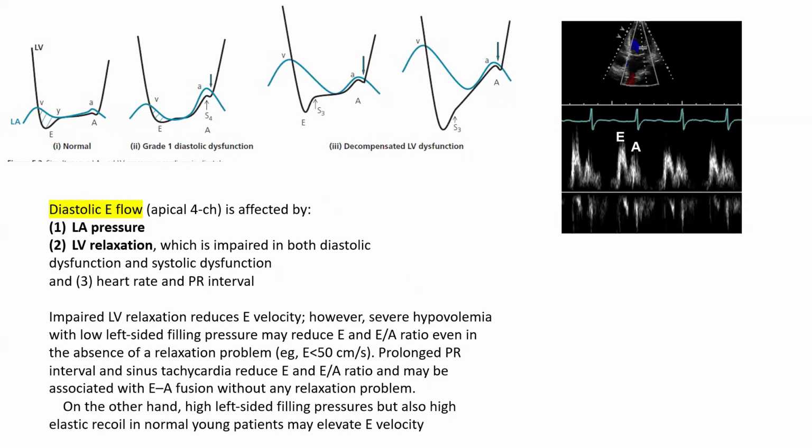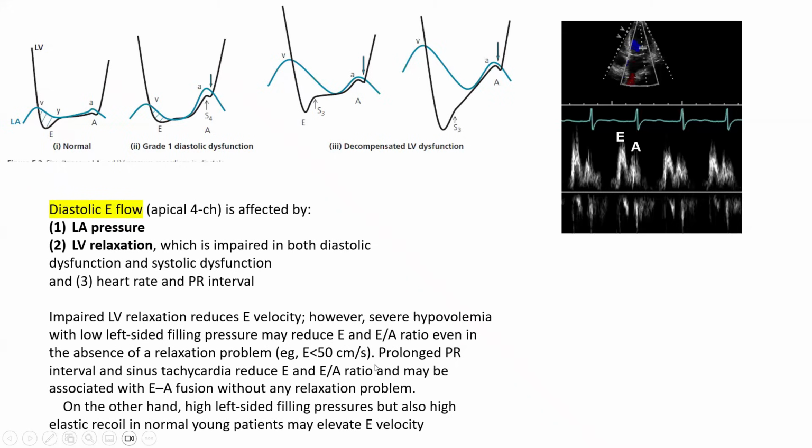That's why it used to be said in the past that E to A reversal, less than 0.8, implies diastolic dysfunction. But this is obsolete now because that E to A reversal may simply be due to severe hypovolemia with low left-sided filling pressure, which may reduce E and E to A ratio even in the absence of a relaxation problem, even in relatively young individuals. Prolonged PR interval and sinus tachycardia reduce E and E to A ratio and may be associated with E to A fusion without any relaxation problem. That's why E to A reversal is no longer a significant important parameter of diastolic dysfunction.